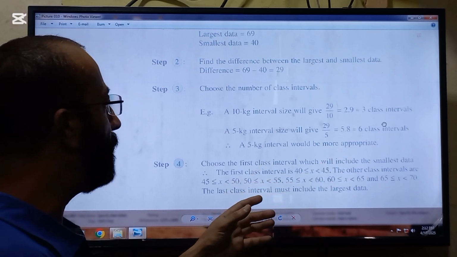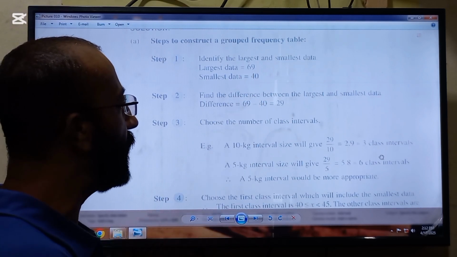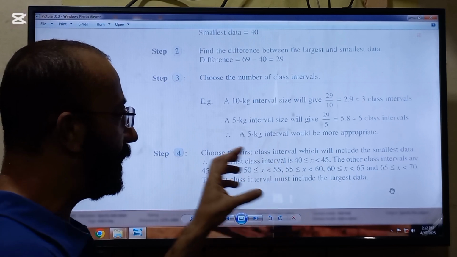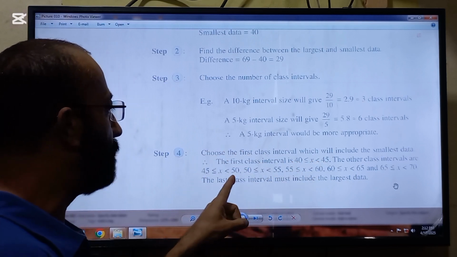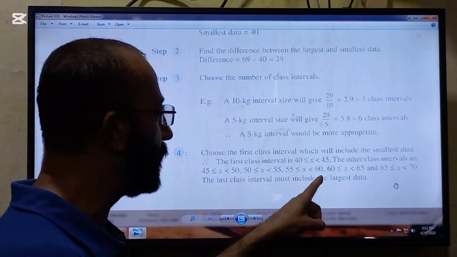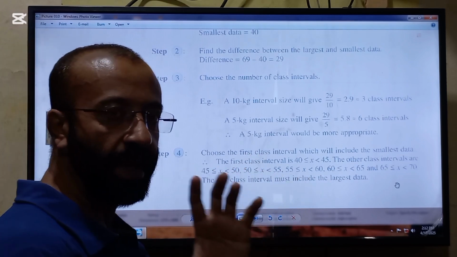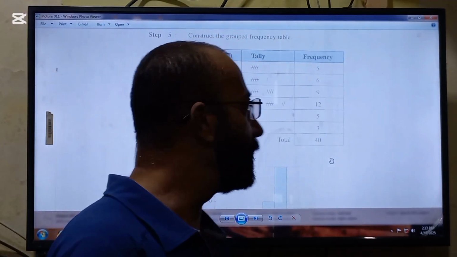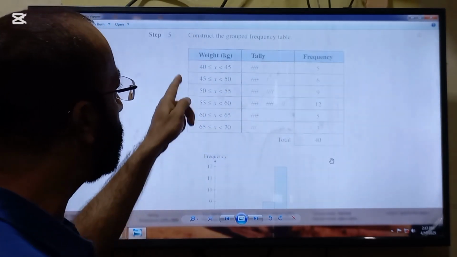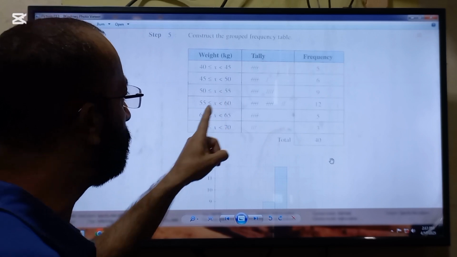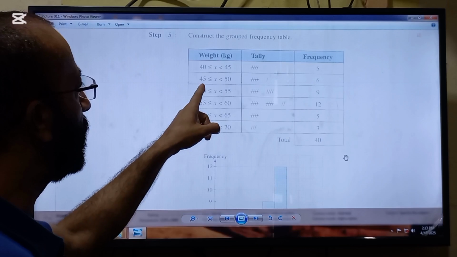Now the minimum value is 40 and the maximum is 69. So now we are making the classes. So 40 to 45 is the first class, then 45 to 50, then 50 to 55, then 55 to 60, then 60 to 65, and then 65 to 70 are the classes which we have made. The next step is, now we will write the classes which we have chosen. So weights 40 to 45, 45 to 50, 50 to 55, 55 to 60, 60 to 65, and 65 to 70 will be written like this.